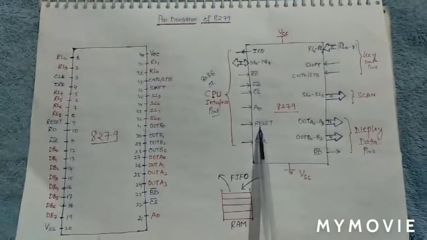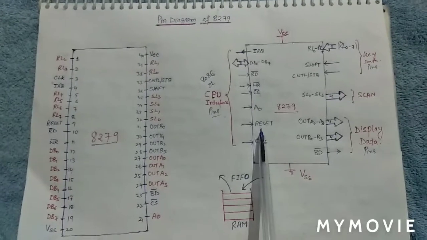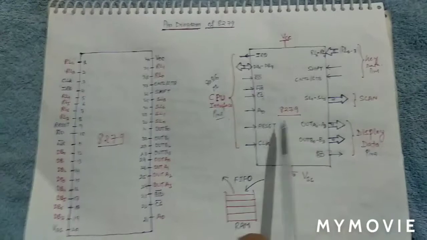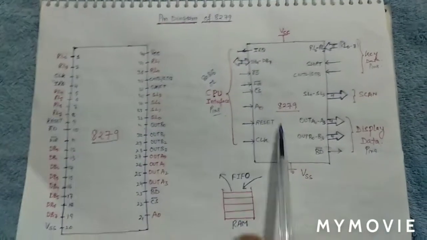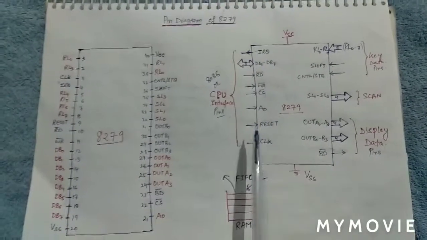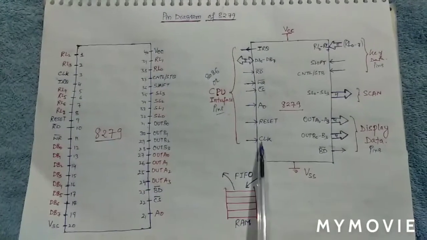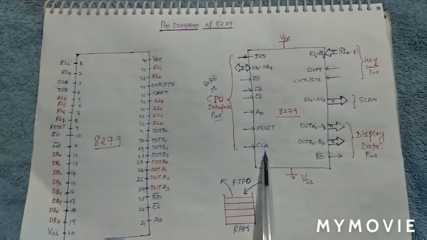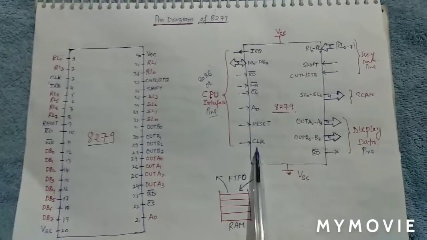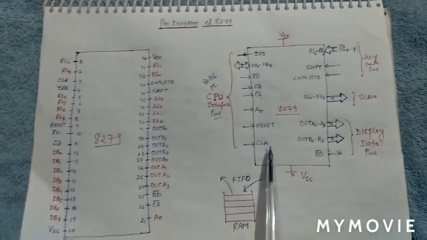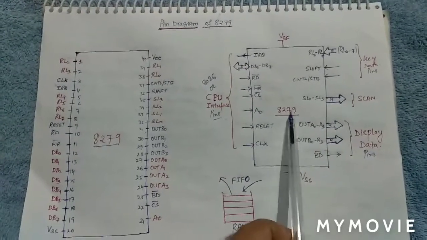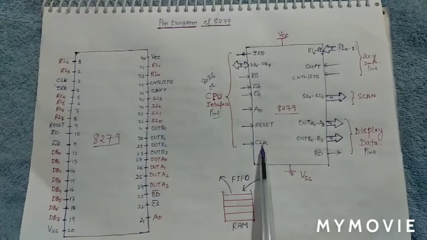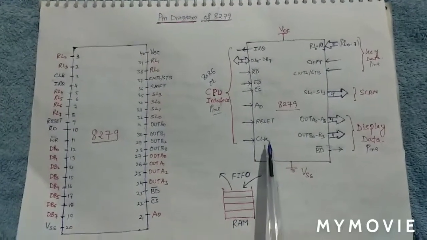Now the next pin is the reset pin. As we all know, the reset pin is used to initialize any IC when it is to be used for the next operation. The next pin is the clock pin. The clock pin is used to provide timing signals so that all the devices connected with the 8279 get synchronized.